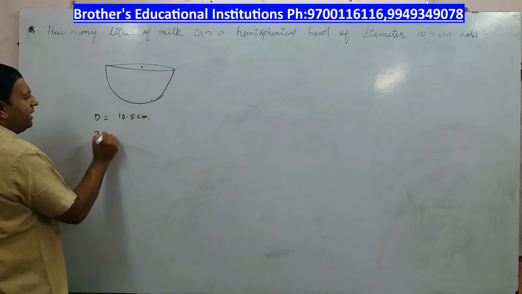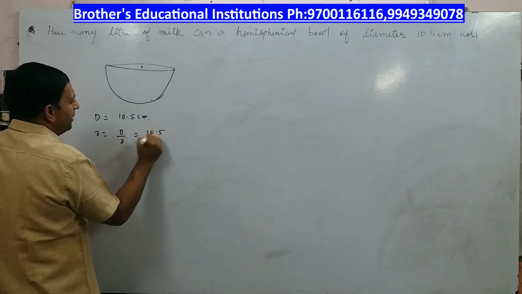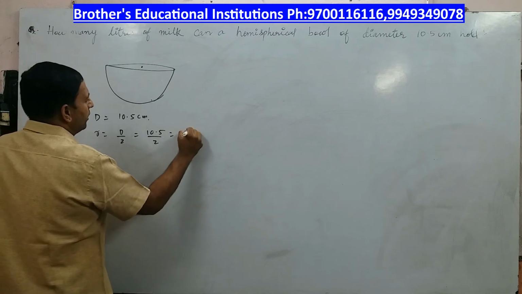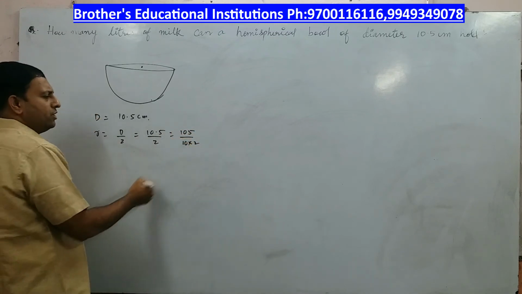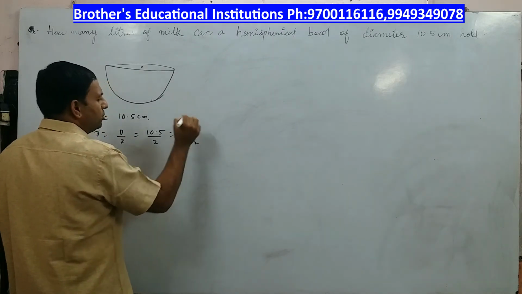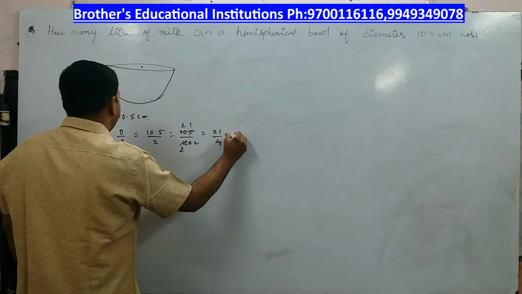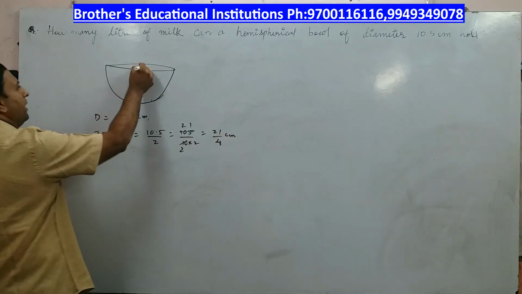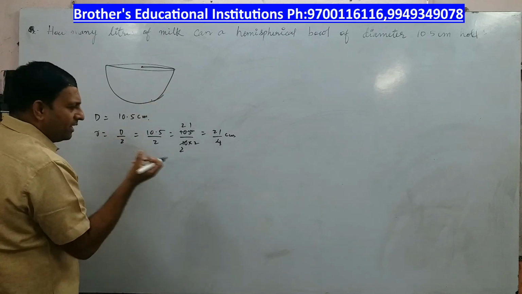So what will be the radius? The radius is diameter by 2. So that is 10.5 centimeters divided by 2, and that comes to 105 by 10 into 2. Any cancellations? 5 twos are 10, 5 twenty-ones are 105. So it is 21 by 4 centimeters, the radius of this hemispherical bowl. Now what are we supposed to calculate? How many liters of milk? Means we are dealing with volume.